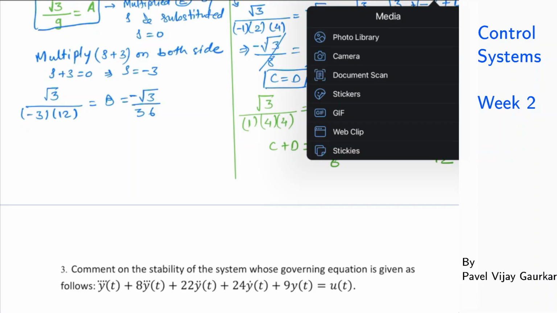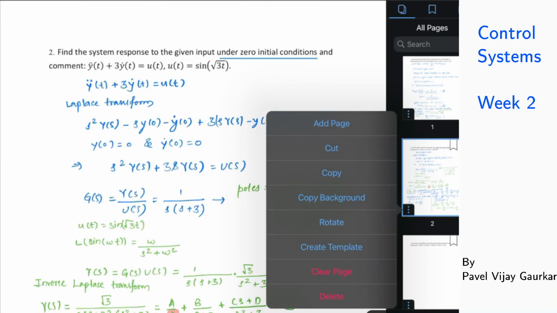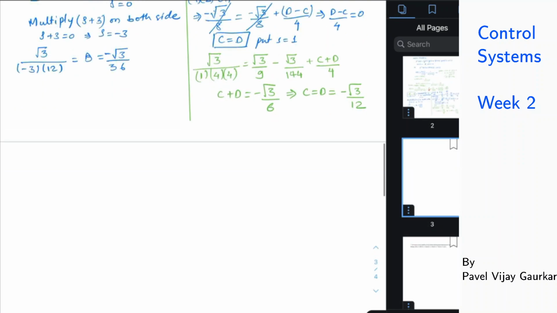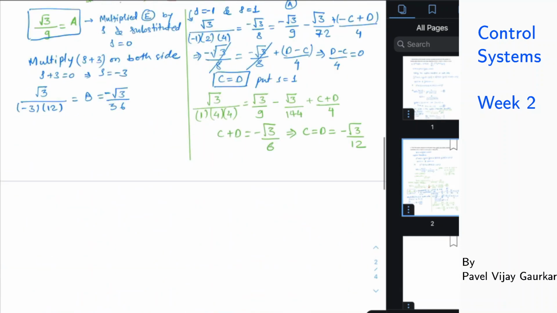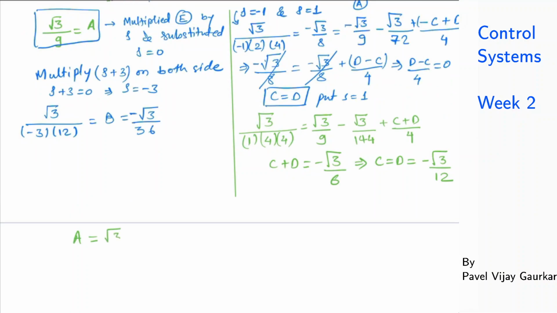So let me add up. Okay, nice. So let's add a page here. So now we know our values of a, b, c, d. A was under root 3 by 9. B was minus under root 3 over 36. C and D were minus under root 3 over 12.